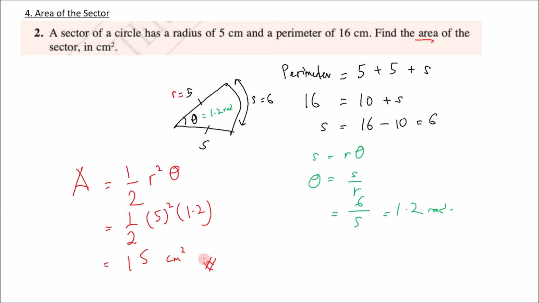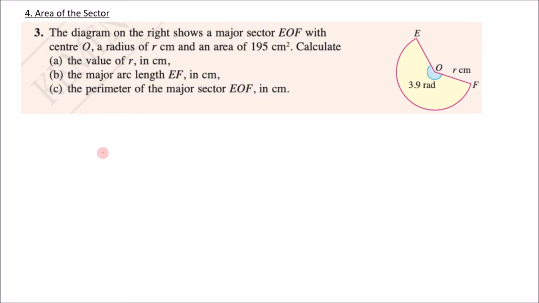Okay, let's move on to the next question. Let's move on to the second question. The diagram on the right shows a major sector EOF with center O, a radius of r cm, and an area of 195 cm square. Calculate the value of r in cm.